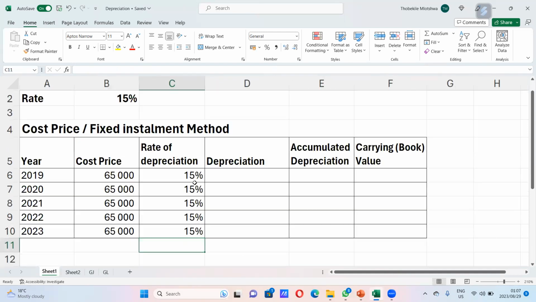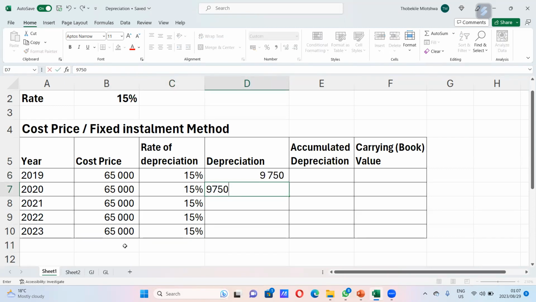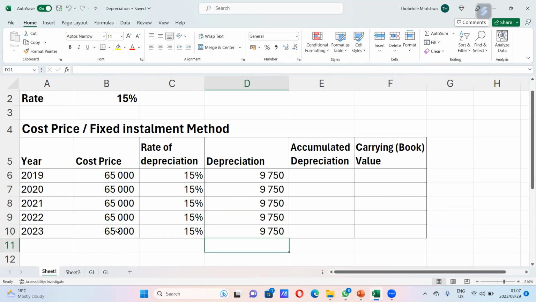So I'm going to come back here. Depreciation is 9,750. Next year, you're calculating it the same way. So that's why I'm saying you're done. It's going to be the same. Let me put all of them, because that's the calculation until the 65,000 is finished. You cannot go over the 65,000. So if I stand here, it gives us 48,750. So it's not finished.